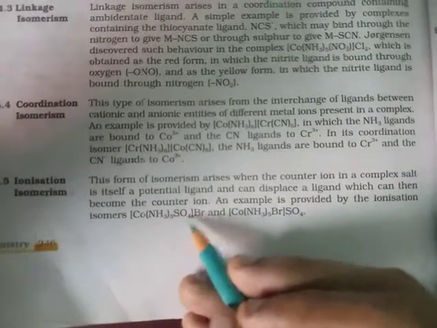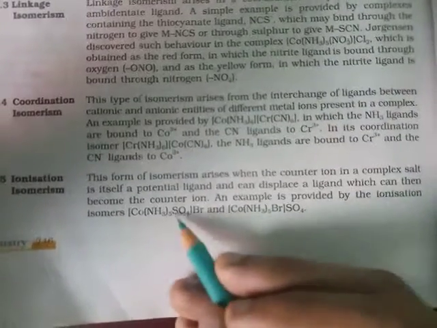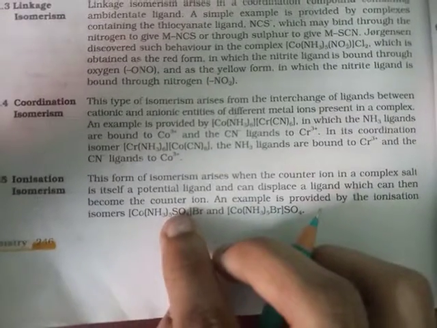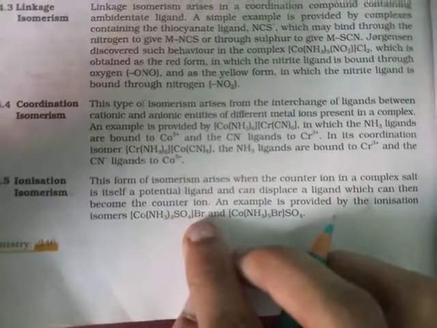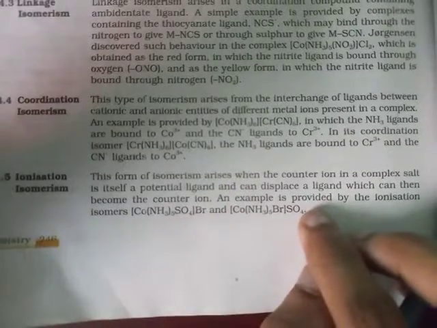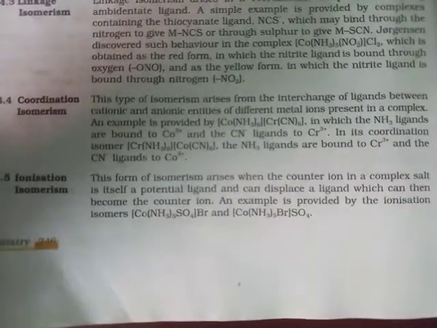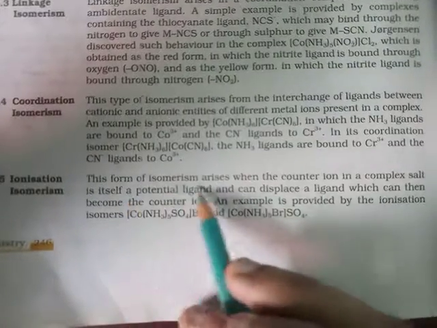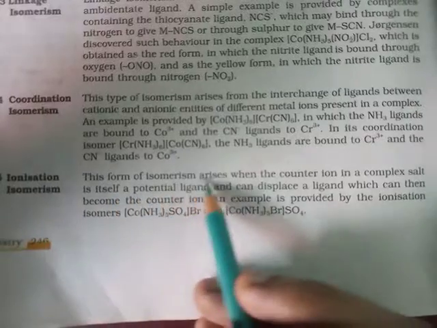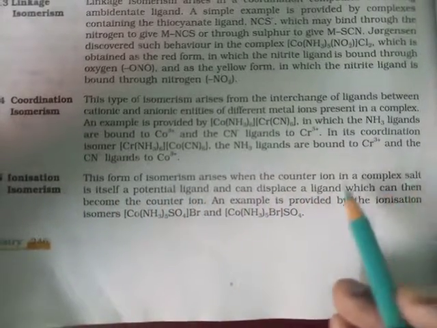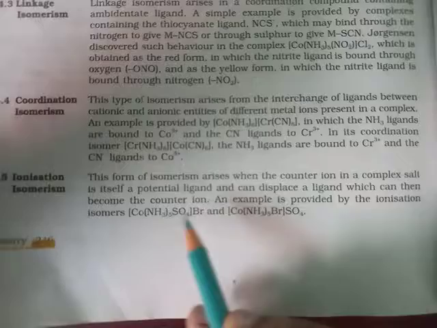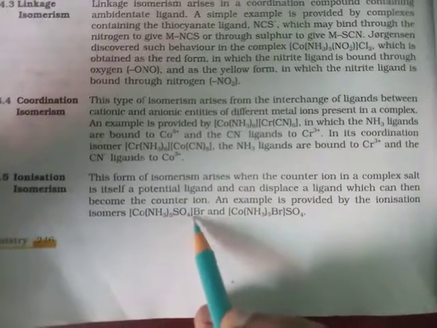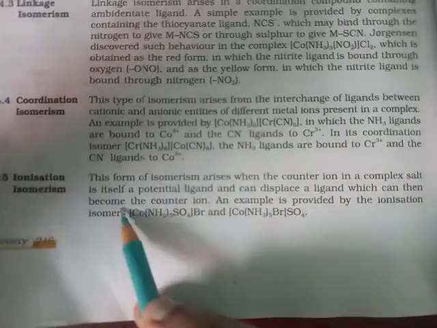So these two things can exchange. Like this thing will displace SO4 from here to here outside. The Br will go inside, SO4 will come outside, and the new structure formed will be an ionization isomer of the original structure. If you read the definition now, it will be quite clear. This form of isomerism arises when the counter ion in a complex salt is itself a potential ligand and can displace a ligand which can then become the counter ion. This is quite clear, I guess.